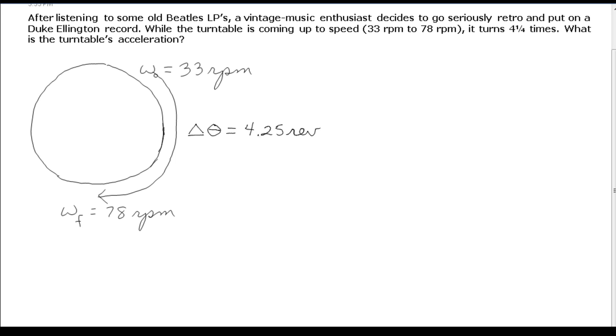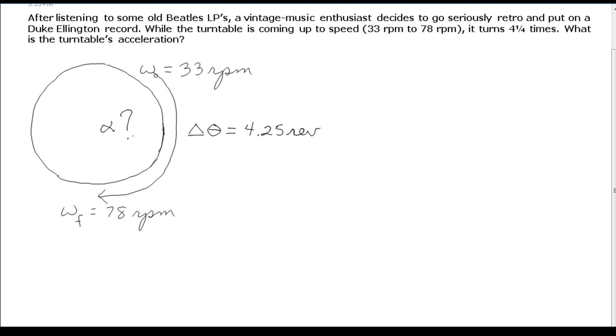Now, the problem asks, what is the turntable's acceleration? If you look again at your summary sheet comparing rotation and translation, you see that for an angular acceleration, the symbol is alpha. So we are looking for alpha, and I will mark that with a question mark to help keep me anchored. Okay, so we're in RISERS, we've done the RISE.